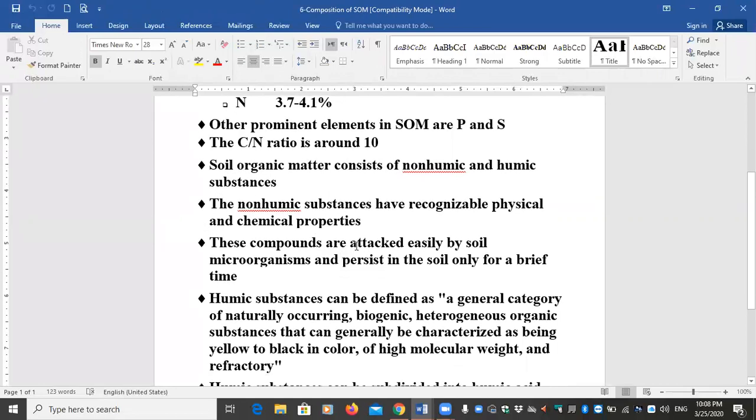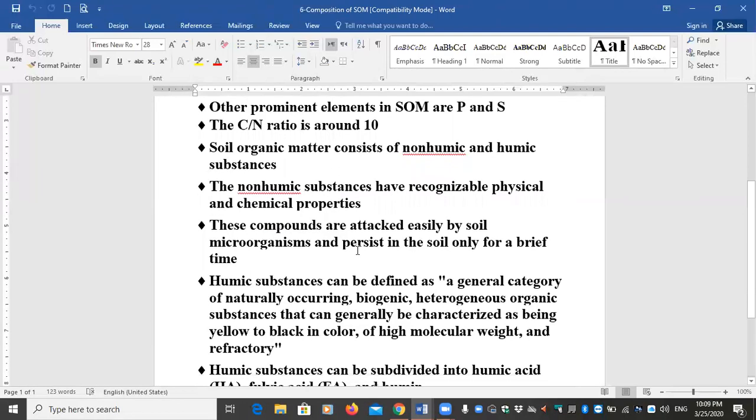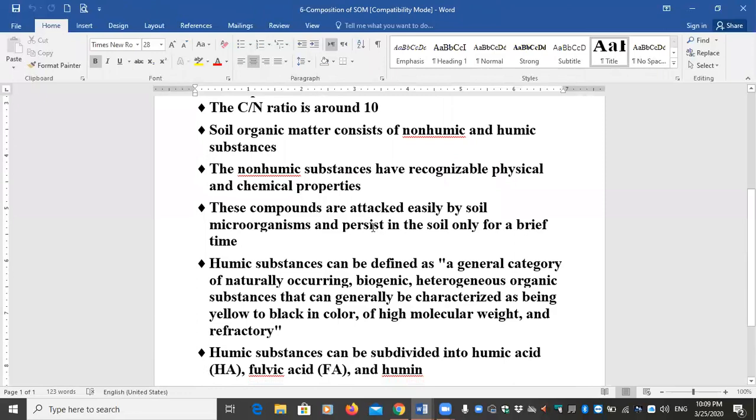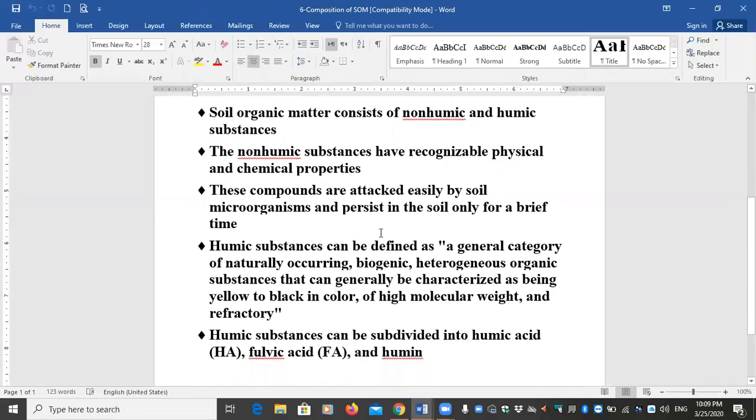These compounds are attacked easily by soil microorganisms and persist in the soil only for a brief time. So these types of materials can be decomposed and attacked by the microorganisms very easily and very quickly. Persist means stay. They don't stay for a long time in the soil because the microorganisms will attack them and end up decomposing this material, so they do not last very long in the soil.